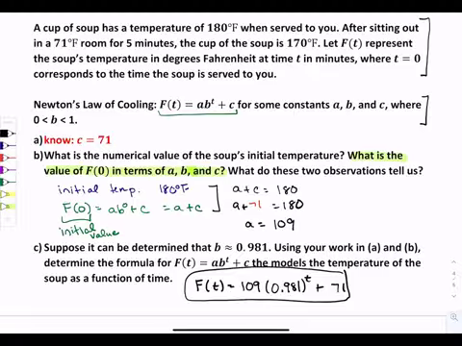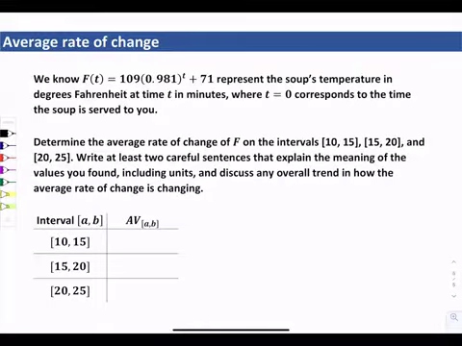All right, so let's use this model now for the temperature of the soup to explore the average rate of change of the temperature of the soup and what it tells us about how the soup's temperature is changing. So again, this is just what we know. F of t equals 109 times 0.981 to the t plus 71 represents the soup's temperature at time t minutes, where t equals 0 corresponds to the time the soup is served to you.